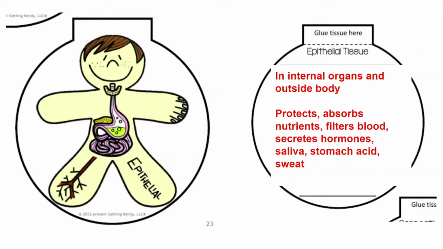Then we have epithelial tissue, which is going to be basically like a protective layer around things. So this is going to be your skin is epithelial tissue, but you also have epithelial tissue around organs and things like that. It's like an outer layer that's protecting it. Some of them will also absorb nutrients and filter blood and secrete hormones, meaning release hormones or things like saliva and acid and sweat. But that's your epithelial. It's basically like a skin. So you can think about your outer skin and then like a skin on the inside or the outside of certain organs.